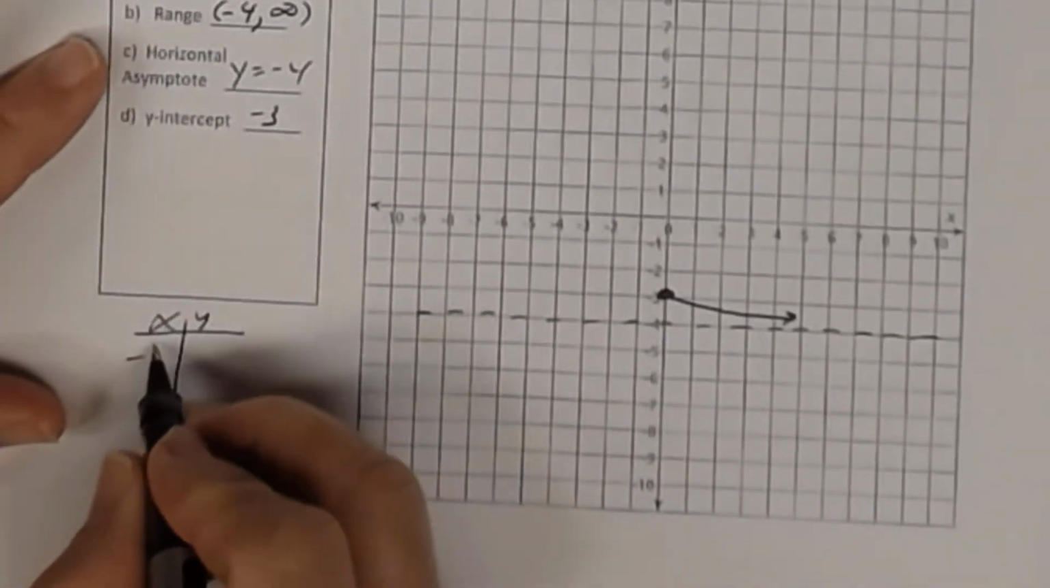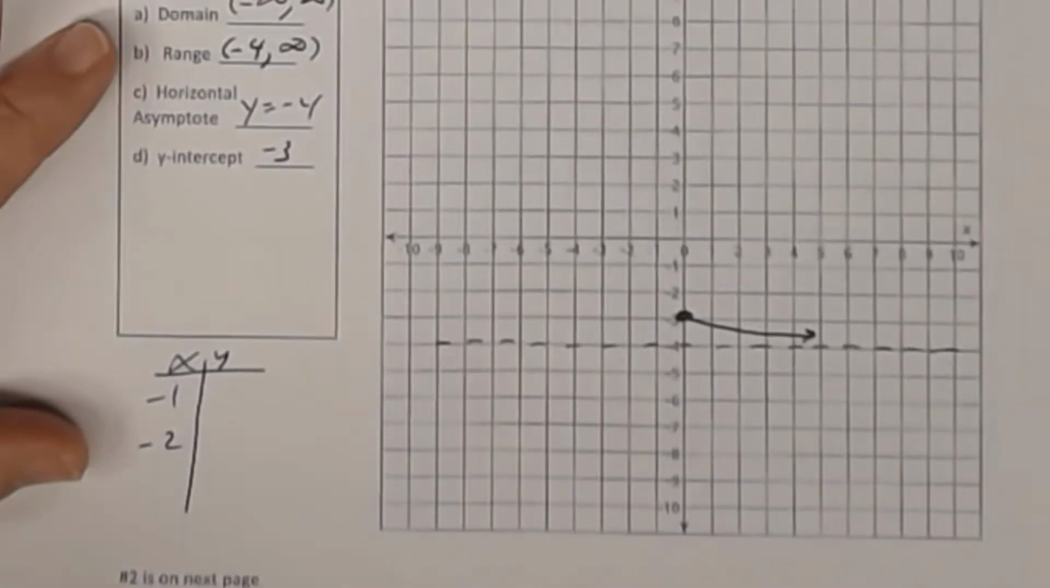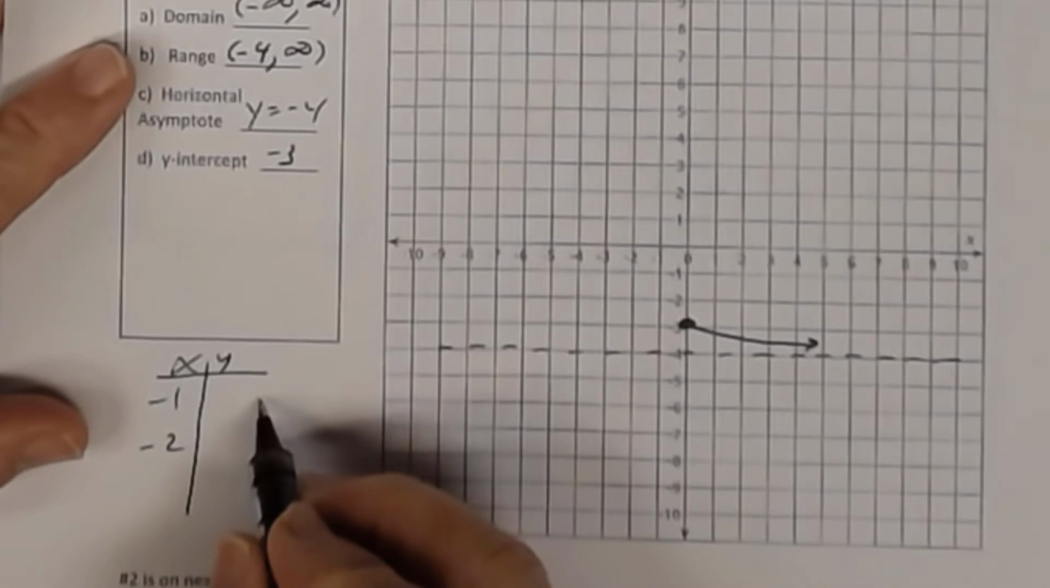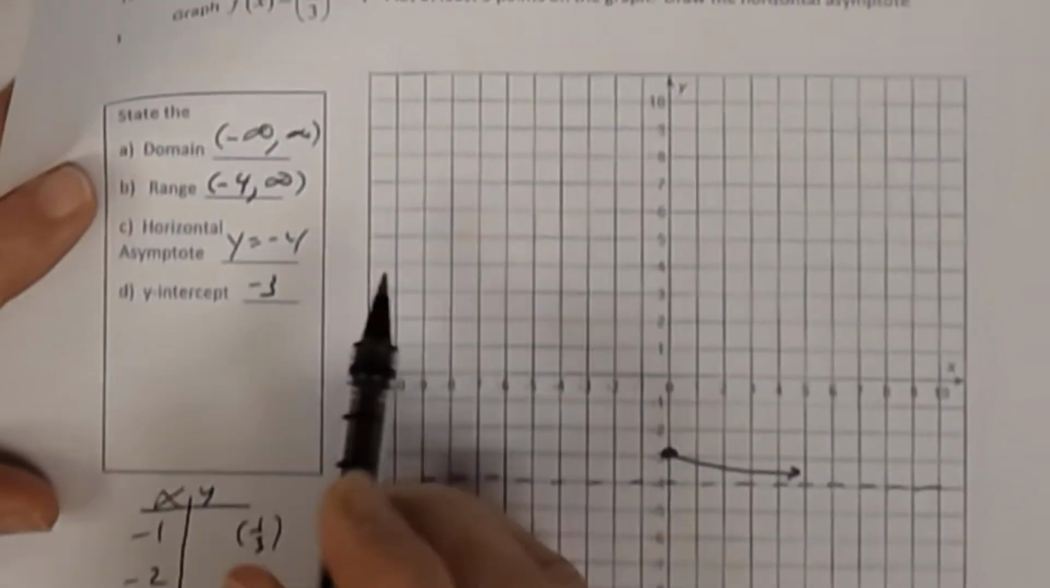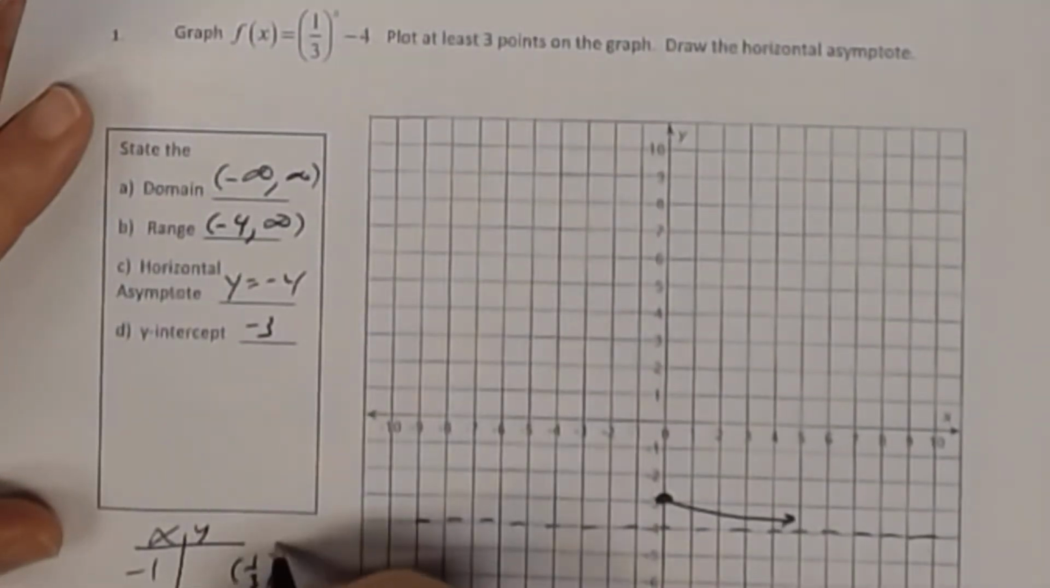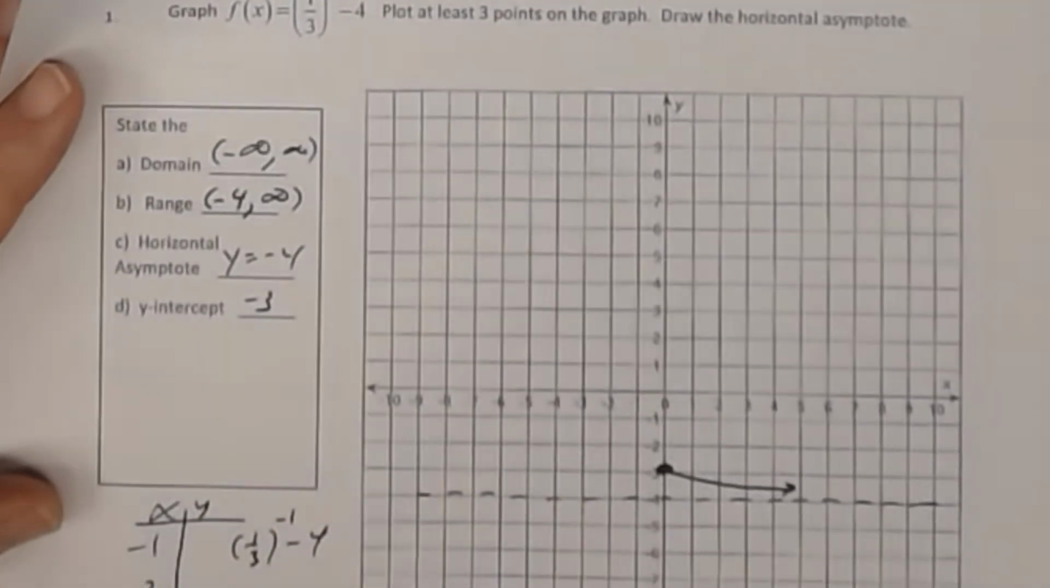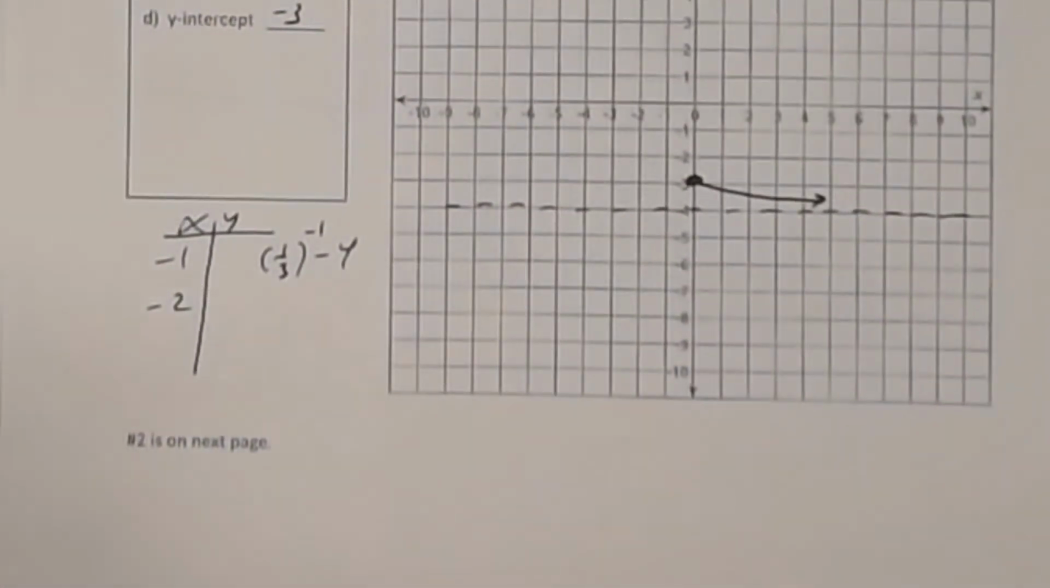If x is -1 and x is -2, let's see what happens. Use your calculator if you need to. So I get 1/3 raised to the -1 power minus 4. Now I want you to think about this.